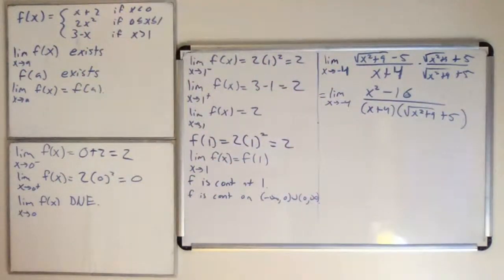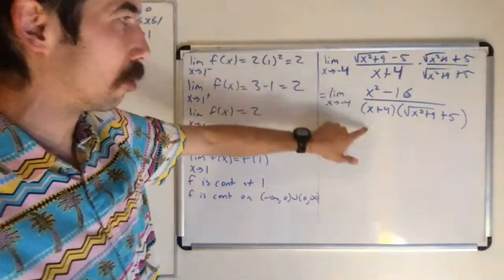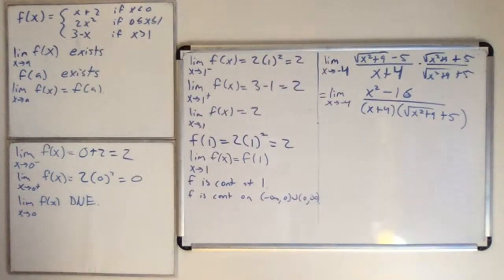All right, where do we go from here? Again, a good idea would be to try to plug in x equals -4, but you'd get 0 over 0 again. So it didn't really help. It did help, but we got one more step to do. Factor the top. Yeah.